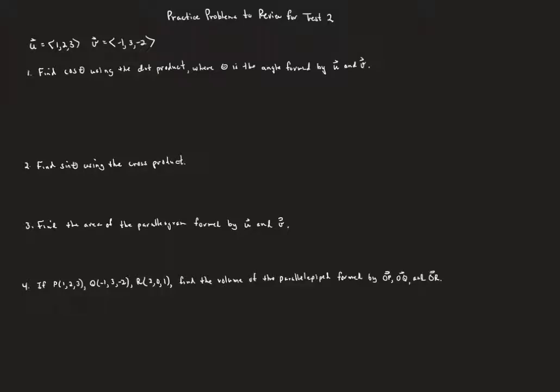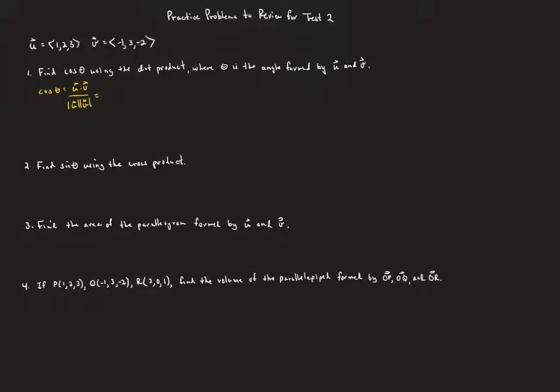Going to do a few problems to practice in review for test 2. So we're given vector u, 1, 2, 3, and vector v, negative 1, 3, negative 2. First, can we find the cosine of theta using the dot product, where theta is the angle formed by u and v? So hopefully we know that cosine theta is u dot v over magnitude u times magnitude v.